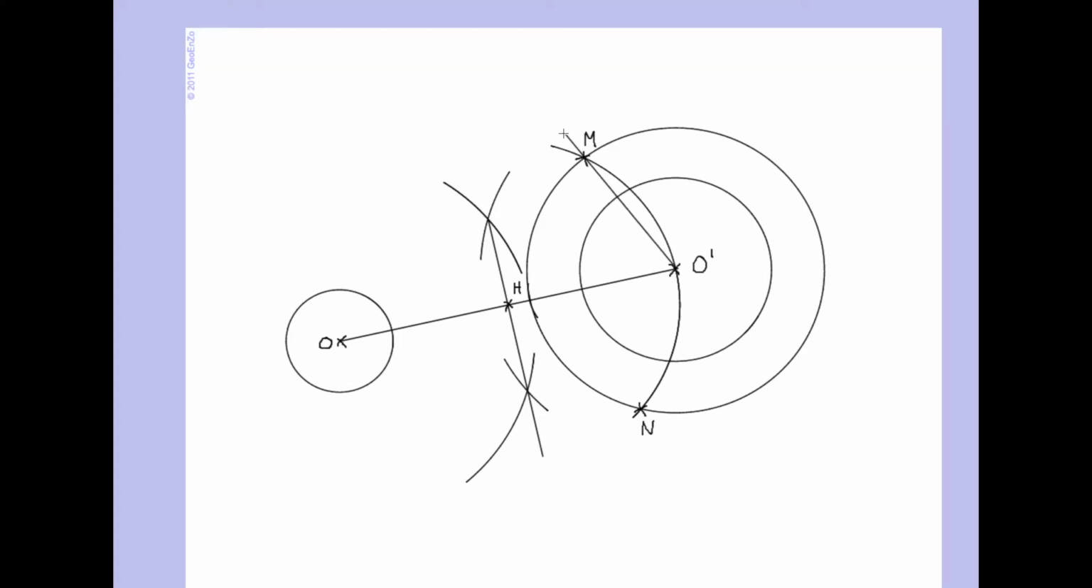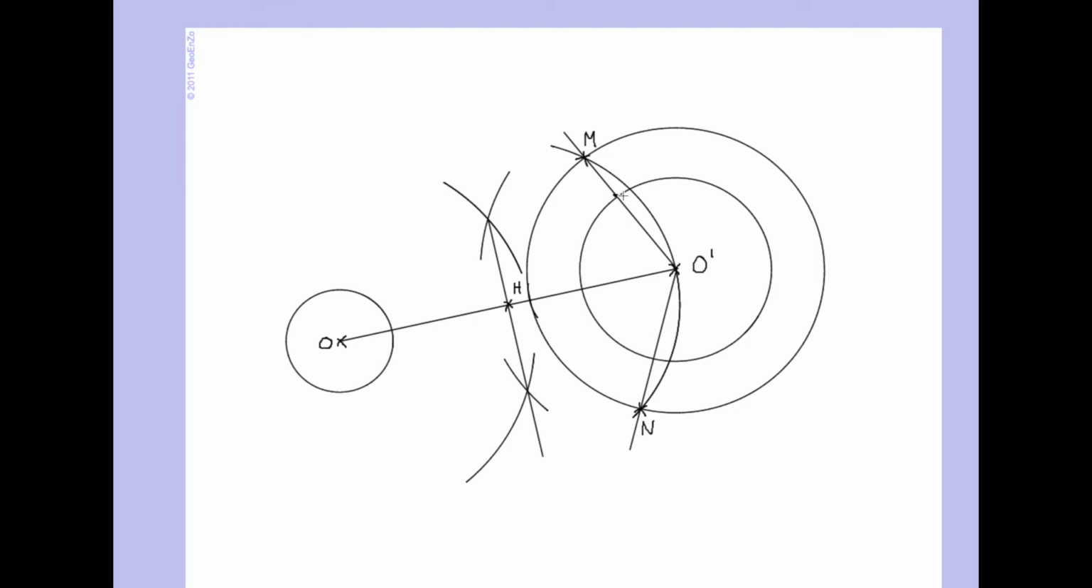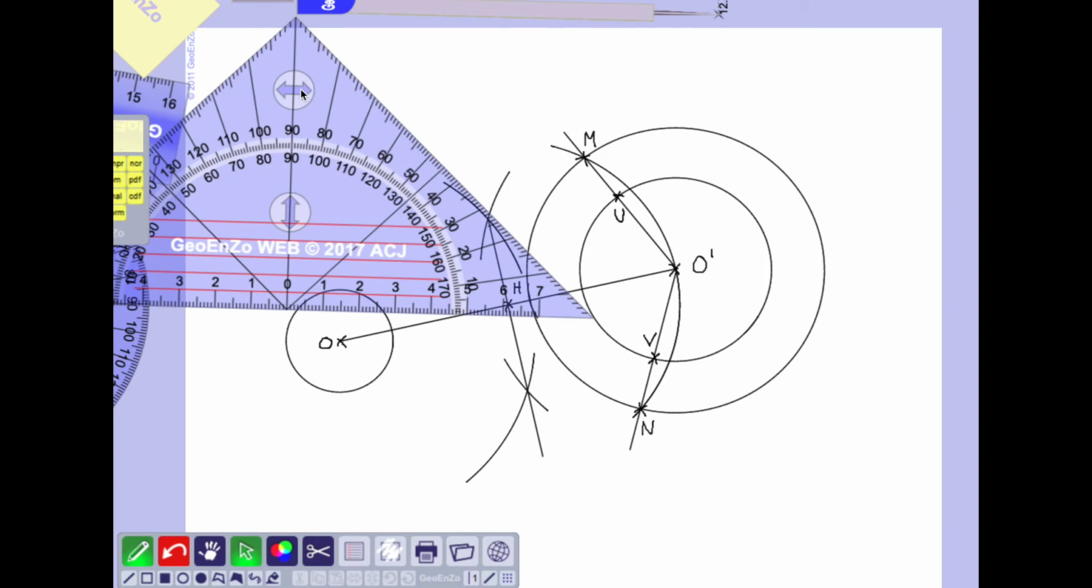Then we draw a line that goes from O' to N and another one that goes from O' to N. The intersections between those lines and our original circle are going to be the points of tangency U and V.